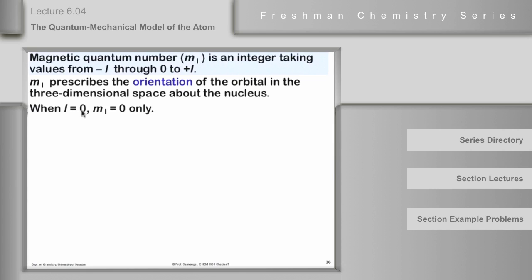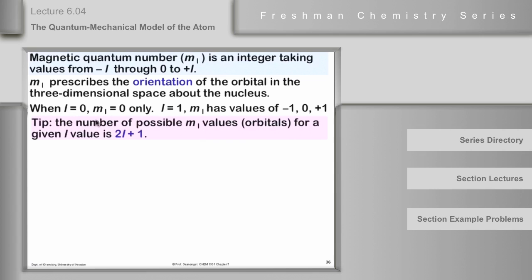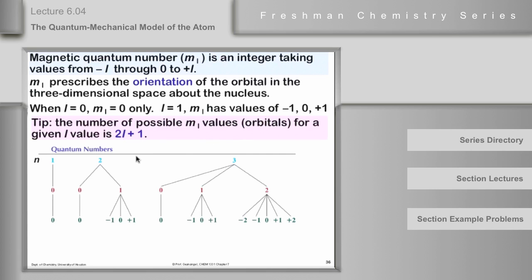So when l is equal to 0, m sub l can only be 0. But when l is equal to 1, m sub l can be -1, 0, or +1. A tip: the number of possible m sub l values, or orbitals, for a given l value, a given subshell, is 2l plus 1. If you need to count how many m sub l values, which is how many orbitals we have in a given subshell, it's 2 times l plus 1 for that subshell.